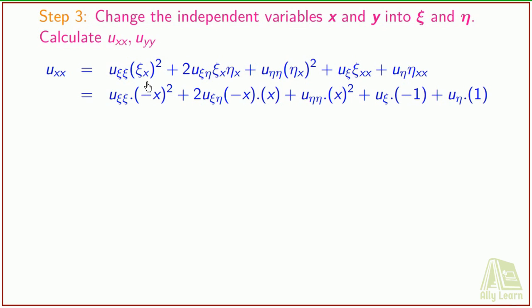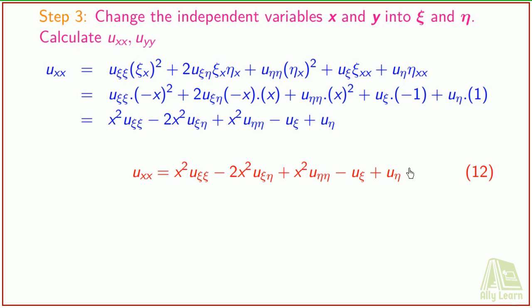So xi x was minus x, again xi x is minus x, eta x is x, xi double x was minus 1, and eta double x was 1. That's the values I have put over here. All these values I calculated a little time ago, and that's why I asked you to calculate them. Now only a little bit of calculation is left: squaring up and multiplying, and we get an expression of this type. So this is my final expression of uxx, and similarly I calculate uyy.